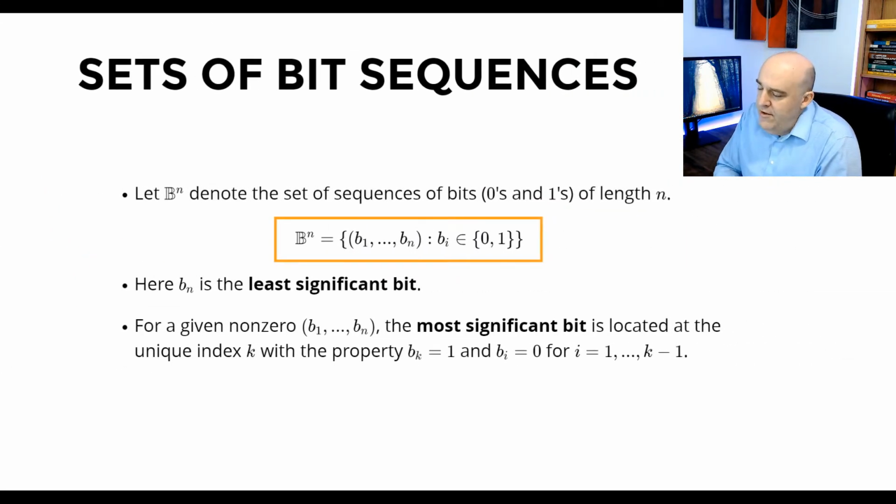Now let's get a little more mathematical here and introduce some notation. Let's say Bn is just the set of sequences of n bits. So each of b1 up to bn is a value of 0 or 1, and we look at those as n-tuples. And we interpret bn to be the least significant bit. And the most significant bit will be the first non-zero bit on the left. So that means there'll be a unique index k for which bk is 1, and every value of bi before that will be 0. Namely, bi will be 0 from 1 up to k minus 1.